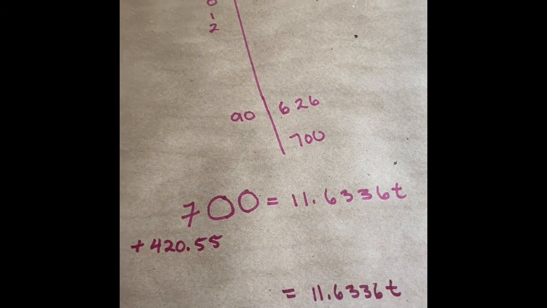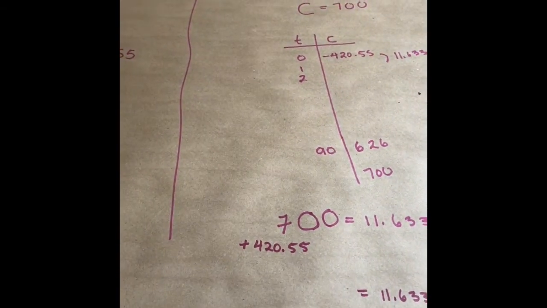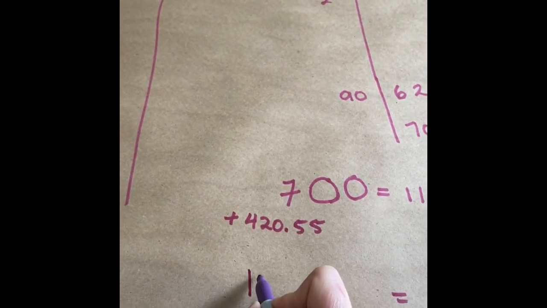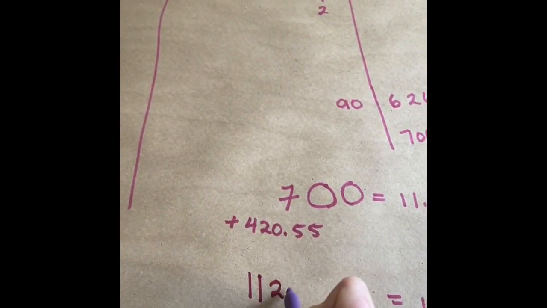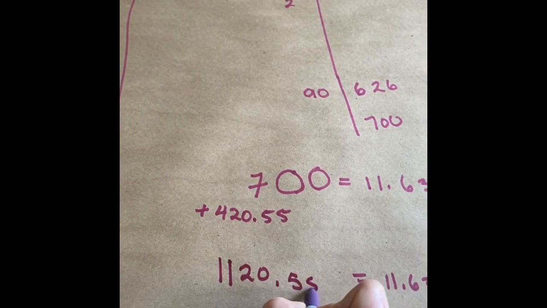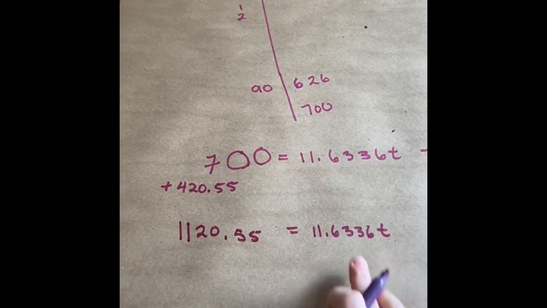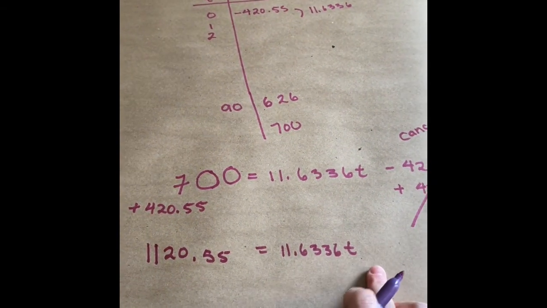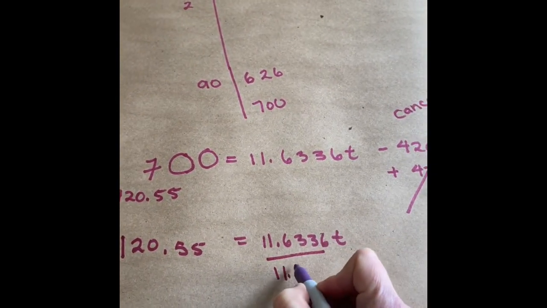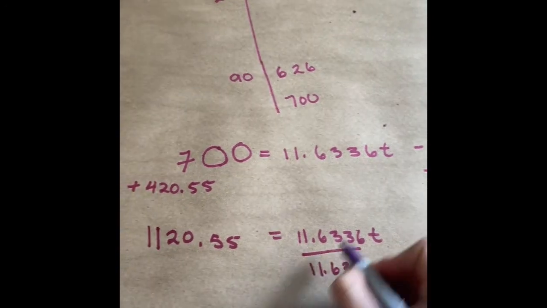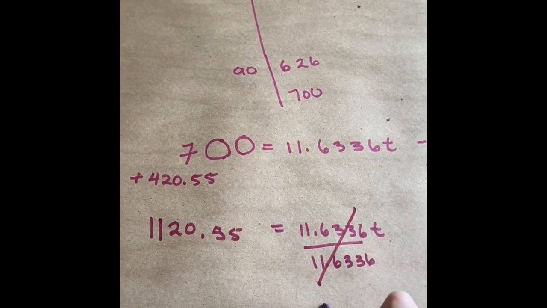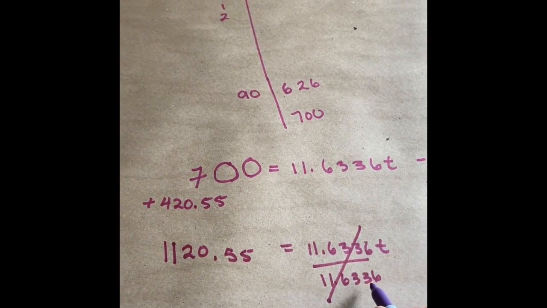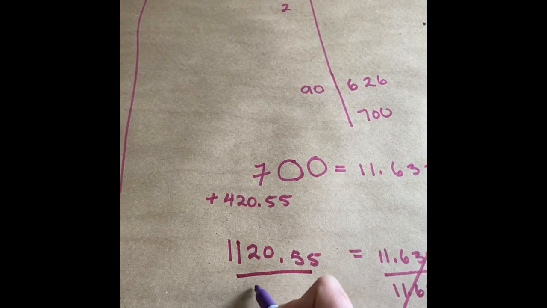So all I have now is 11.6336 T. And on this side, I have 700 plus 420.55. I think my math is going to tell me that's going to be 1120.55. And then right now, these two are multiplying, the 11 and the T. The opposite of multiplying is dividing. And these two are going to cancel then, so all I have is T. But if I divide this side by 11.6336, I also need to divide the left-hand side.